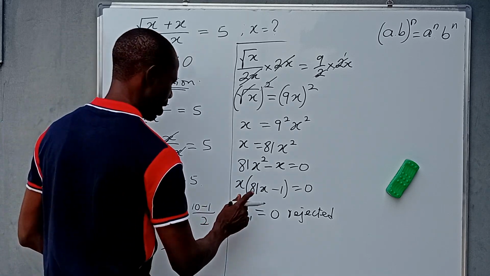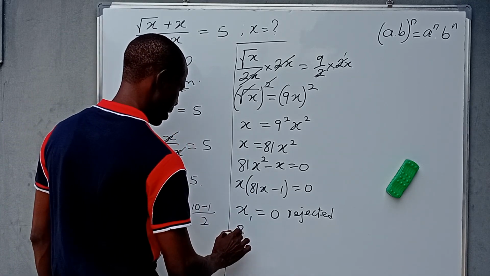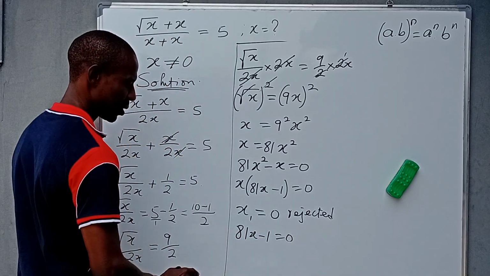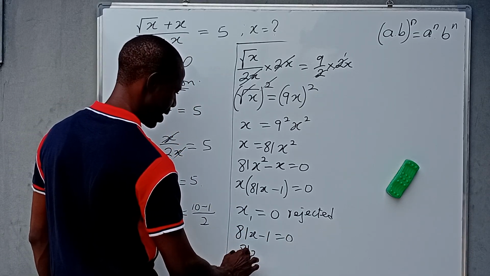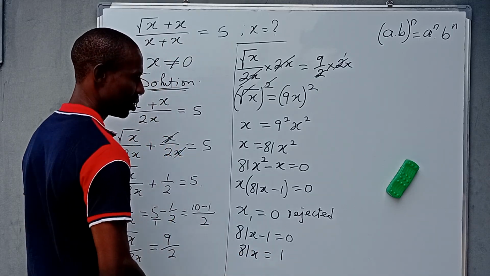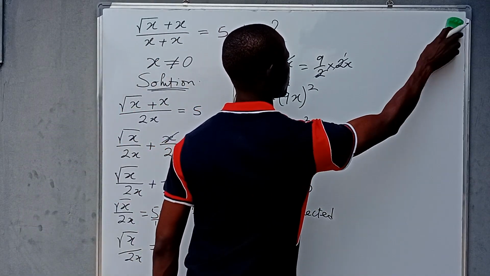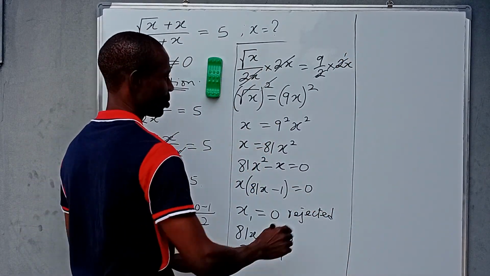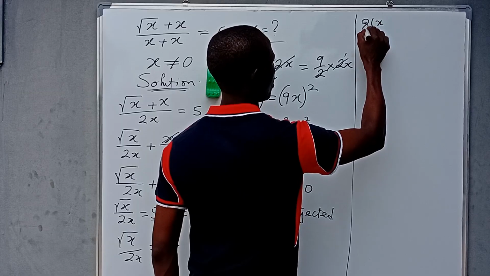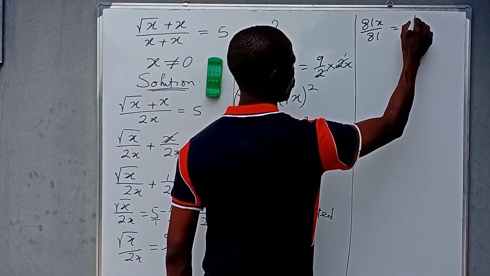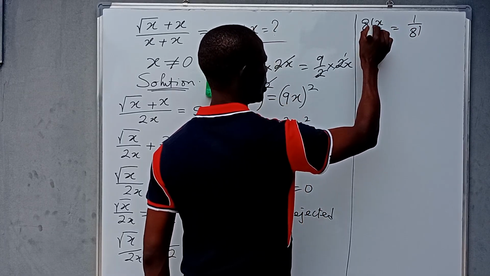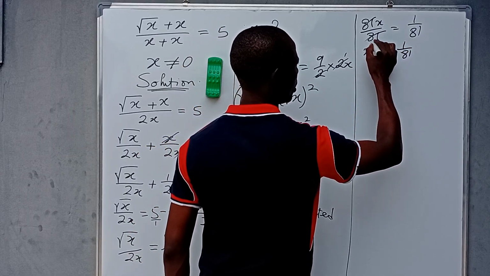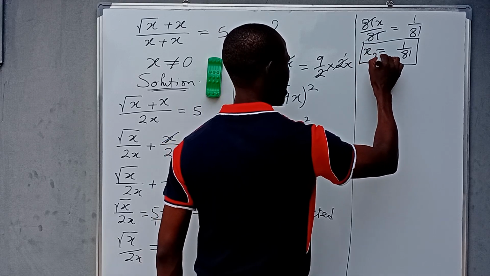We reject this. So our x2 is going to give us here 81x minus 1 equal to 0. Move this to this side, we're going to have 81x is equal to positive 1. We just have to divide both sides of the equation by 81, being that we are looking for x. So this is going to give us 81x all over 81 equals 1 all over 81. This will go with this. So now I have x is equal to 1 all over 81. All right? So this is our x2.